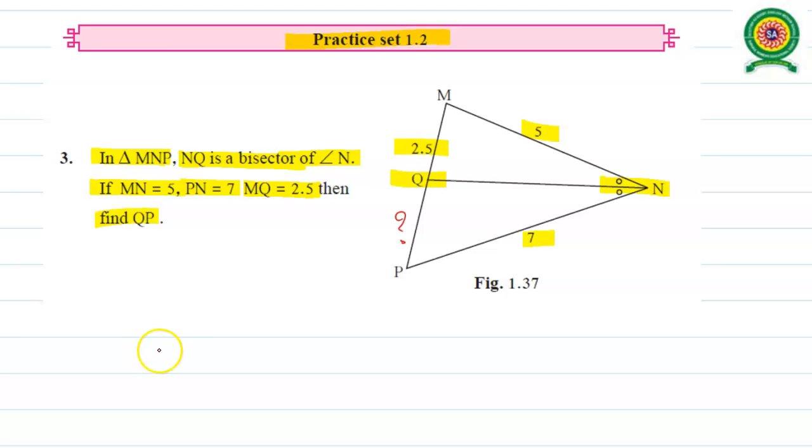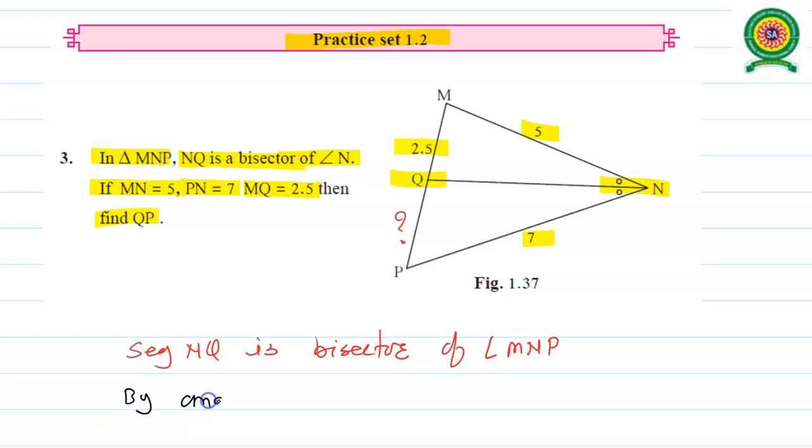Once we have been given the ray, or the segment you may write. Once we have NQ as the segment, since the arrowhead is not provided, we may write the segment NQ is the bisector of the angle. We have N, meaning what? M and P. Try to read the angle in terms of 3 capital letters, or P and M you may write. So once we have been given the bisector, I am writing here: by the angle bisector property.